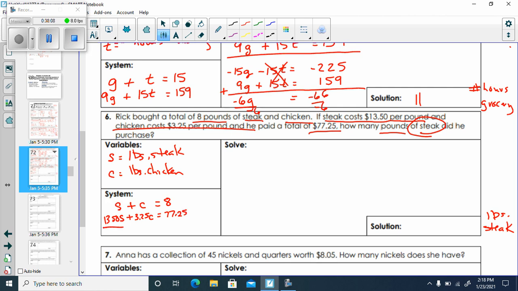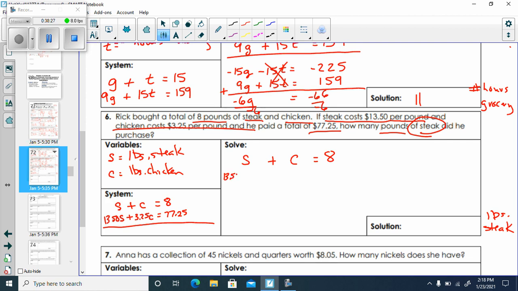Okay, I've got two equations now. Both of them use S and C. Now let's solve these. Let's set them up. Number of pounds of steak plus the number of pounds of chicken is equal to a total of 8 pounds. So I spread it out so I could put these other numbers in there.